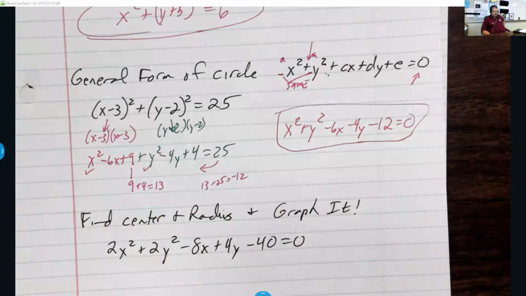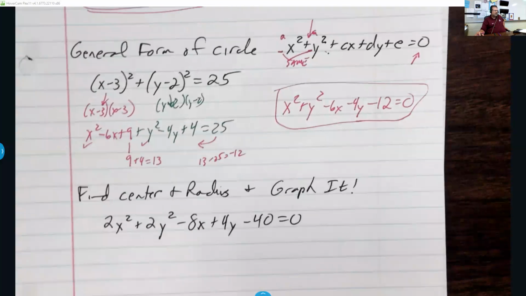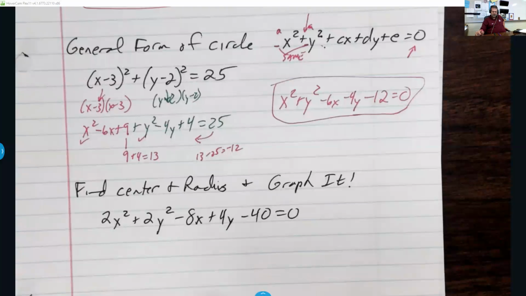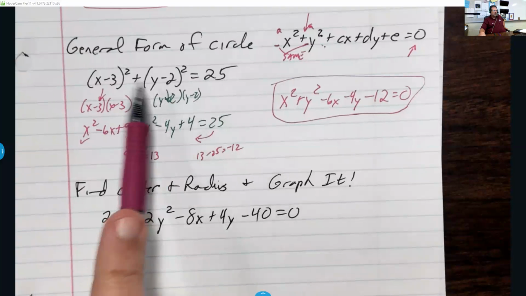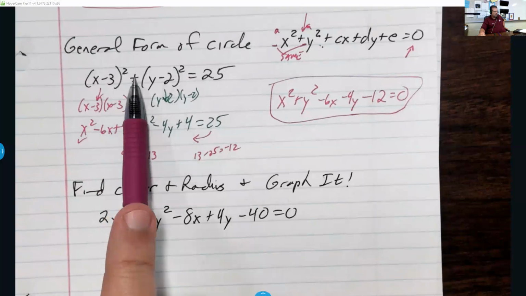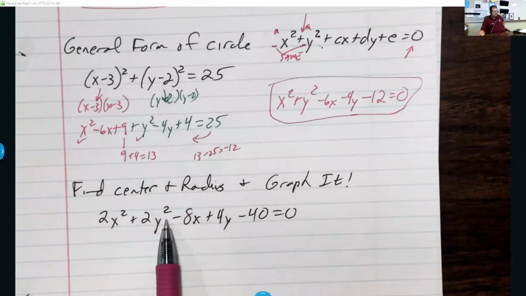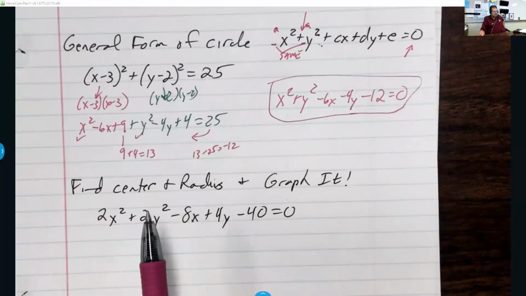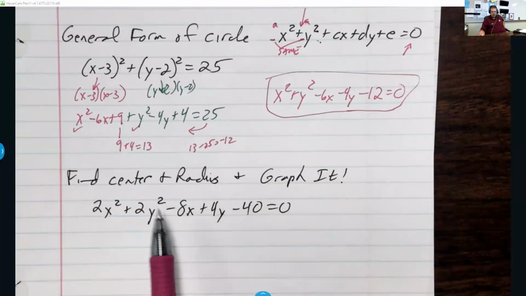All right, so let's look at this one. Here I have general form, and I want to find the radius and the center. Well, I can't find the radius and the center from this. I can only find radius and the center from standard form. So I have to get this to be in standard form, and this one takes a little bit of work.